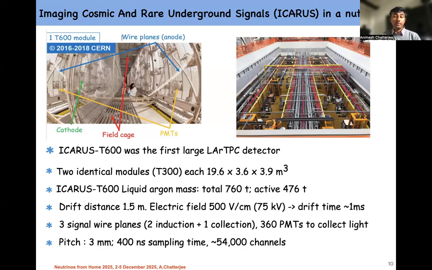The drift time is around 1 millisecond. There are 3 signal wire planes, 2 induction and 1 collection plane. There are 360 PMTs which are collecting the light information, and a large number, around 54,000 channels, collecting the charge coming from the ionization.